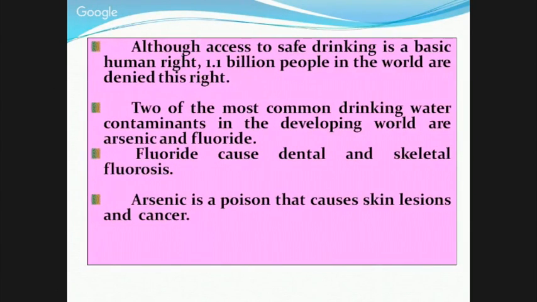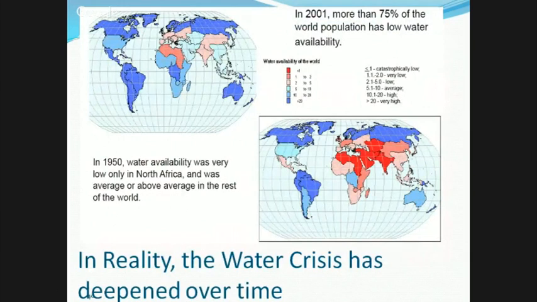Two of the most common drinking water contaminants in the developing world are arsenic and fluoride. Fluoride causes dental and skeletal fluorosis, and arsenic is again one of the poisons that causes skin problems and cancer.